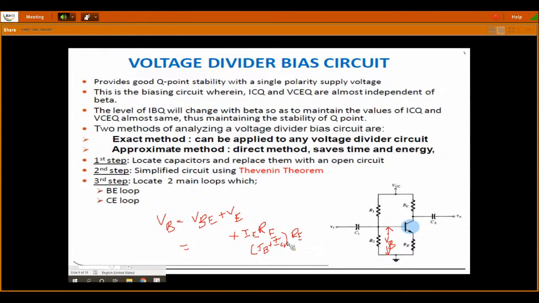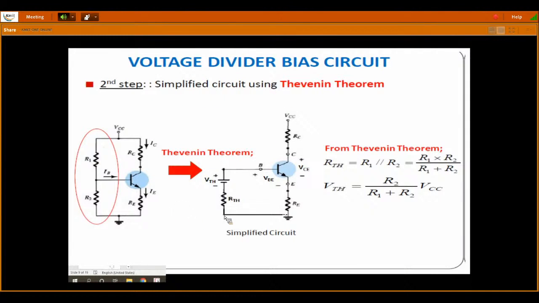Hence, these are some of the advantages of the voltage divider biasing network. Now coming to the analysis part. In this input loop, we have replaced the coupling capacitor, and since we are doing a DC analysis, the AC input signal must be 0, so we open circuited that AC input signal.